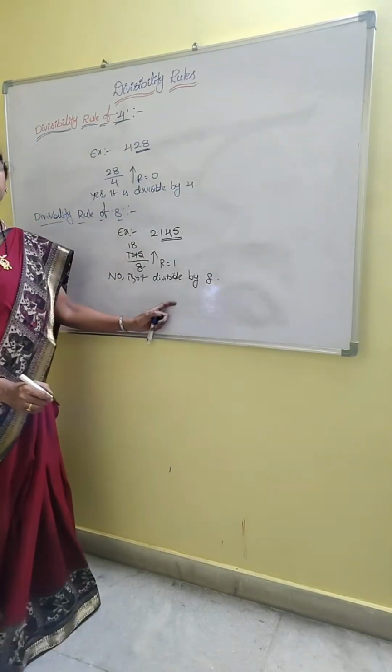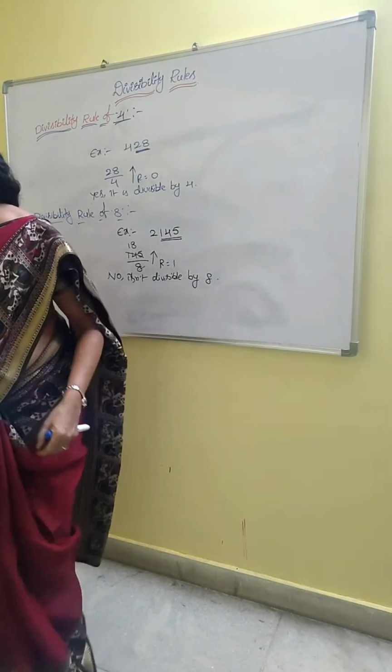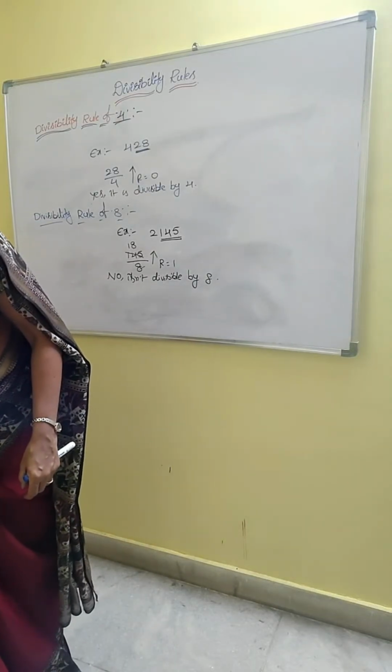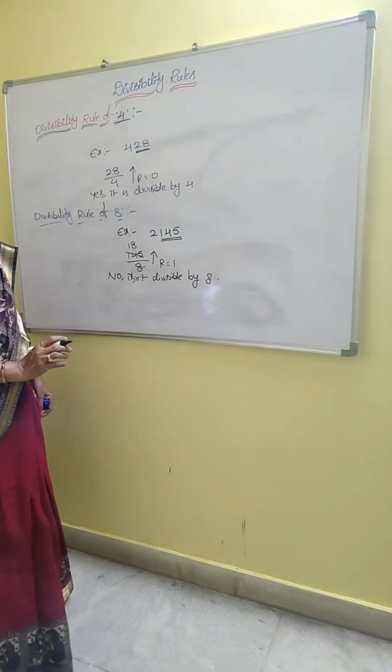Now see here. Next divisibility rule. What was this? Yes. Where is that 1 plus 1?